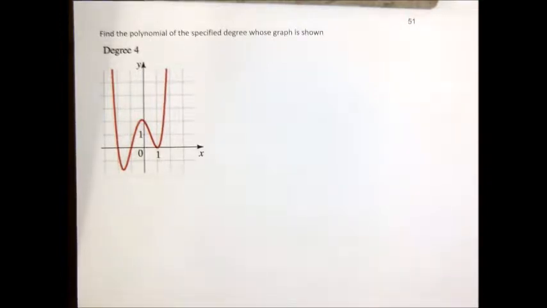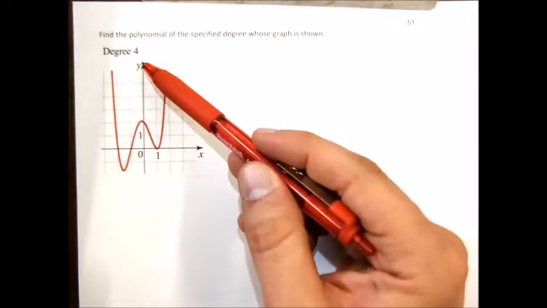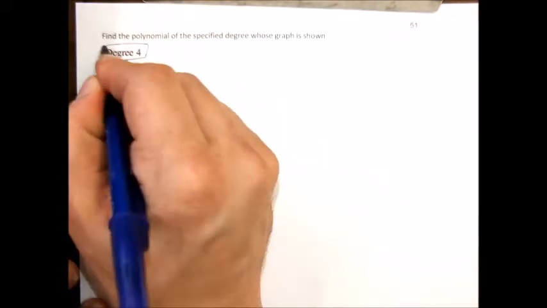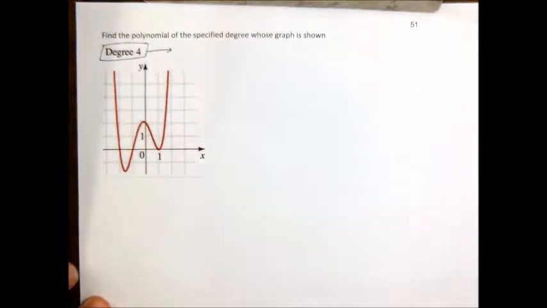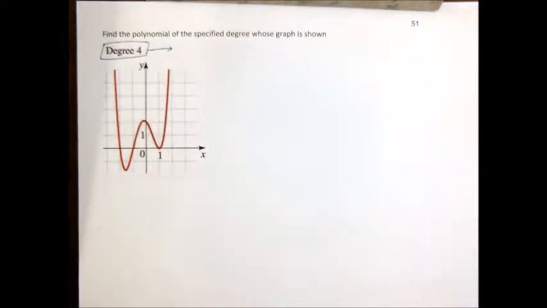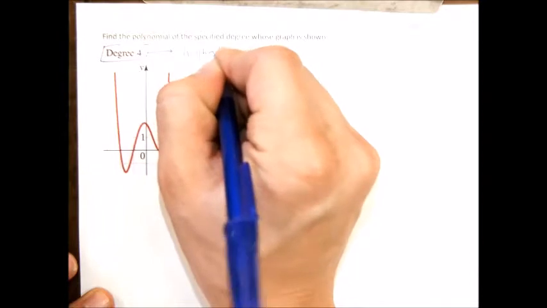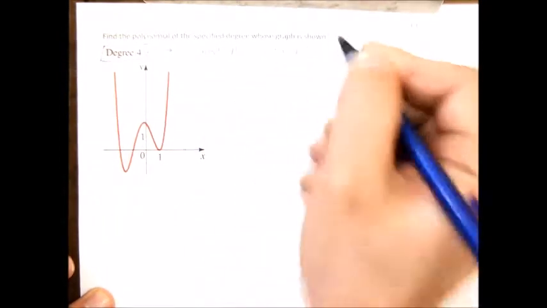So my first question is, well, let me just point out, this is a graph. And it also says it's degree 4. What does degree 4 mean? So what about x to the 4th? Yeah, x to the 4th is the biggest power, right? So this means that the highest power in the polynomial has got to be x to the 4th. That's what the degree means.